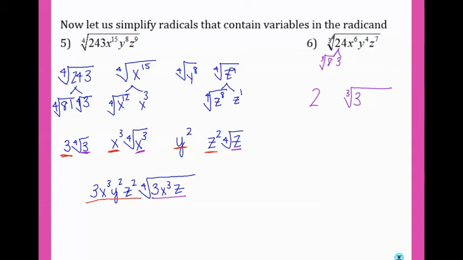How many times does 3 go into 6? Goes in twice. Y to the fourth would be y cubed and y. 3 divided by 3 would be 1, and we have 1 left over underneath. And then z to the seventh would be z to the sixth and z. 3 goes into 6 twice, and then 1 z left over.